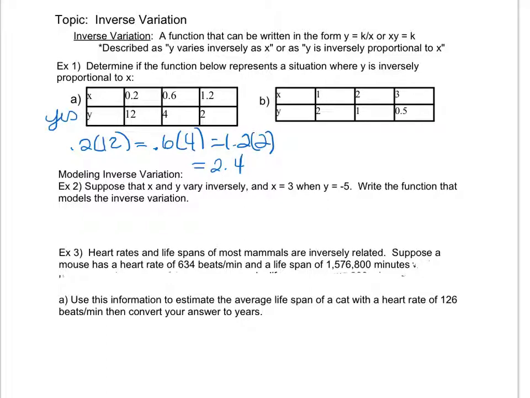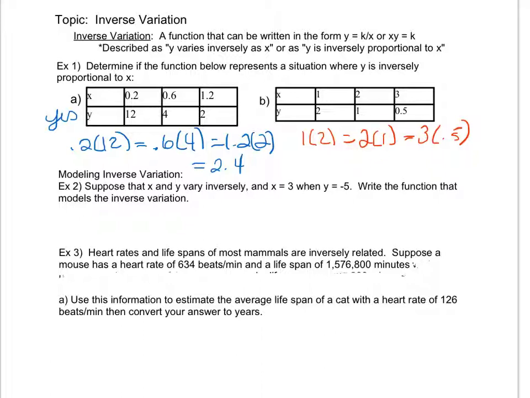If I do the same check for part B, again, I'm going to go ahead and say, does 1 times 2 equal 2 times 1 equal 3 times 0.5? Again, just using this relationship here, that if we have a set of values that vary inversely with one another, we should be able to show that multiplying x by y gives me some constant k. 1 times 2 is 2.